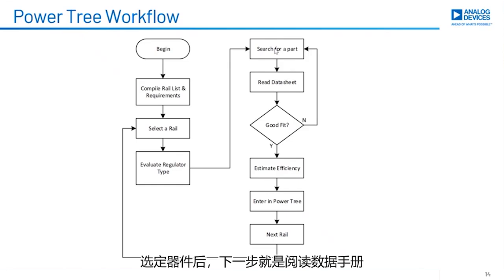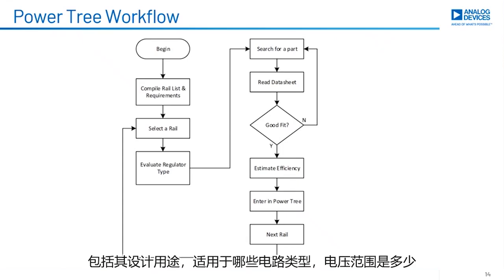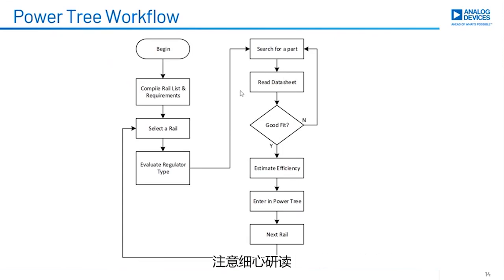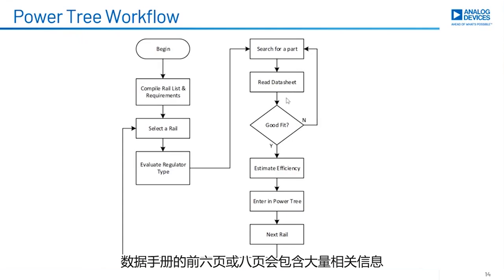But once you select a part, the next step is to read the data sheet. And that doesn't mean reading every word on every page. The data sheet might be 40 pages. You don't have to spend a weekend memorizing the data sheet, but you need to know the basics about how this part works, what it's designed for, or the types of circuits it's designed for, what the voltage ranges are. You've got to make sure it can handle the input voltage range and the output voltage you want. So do some perusing.